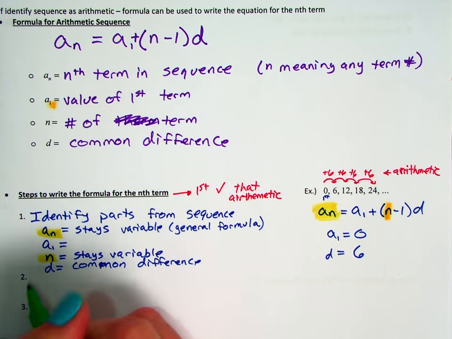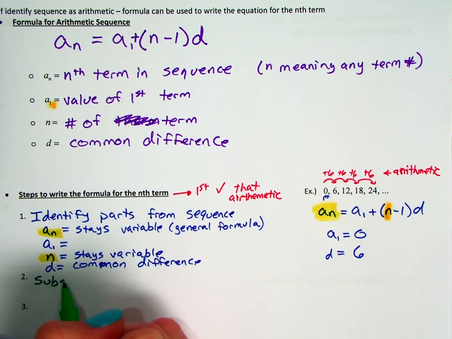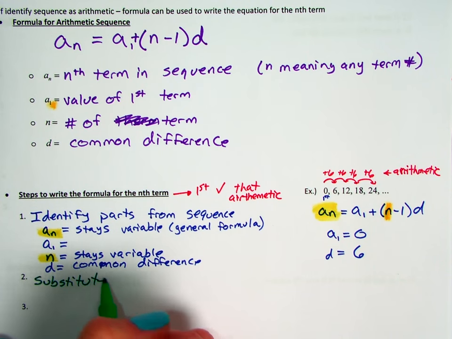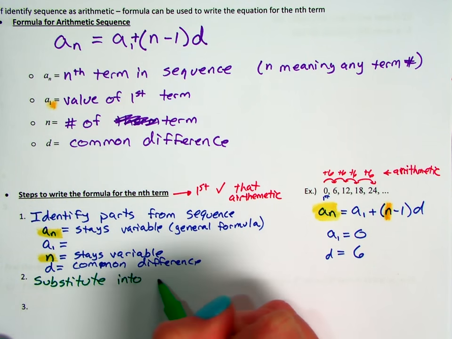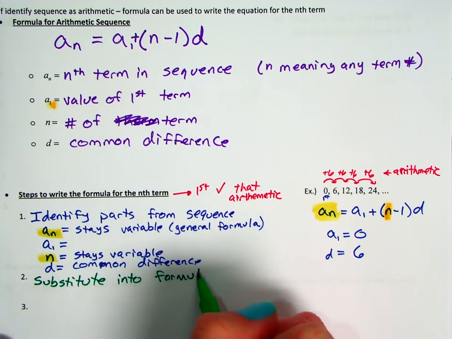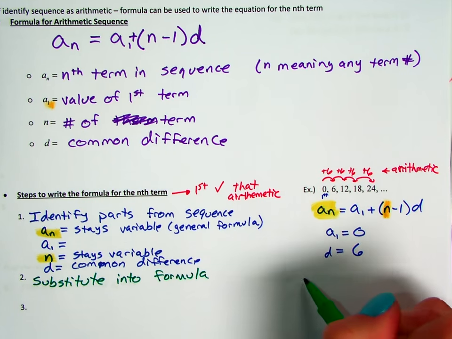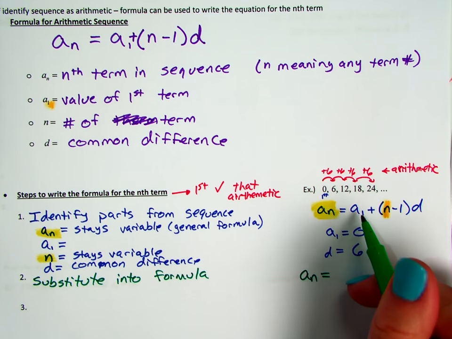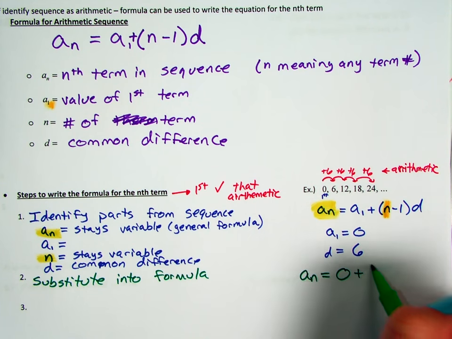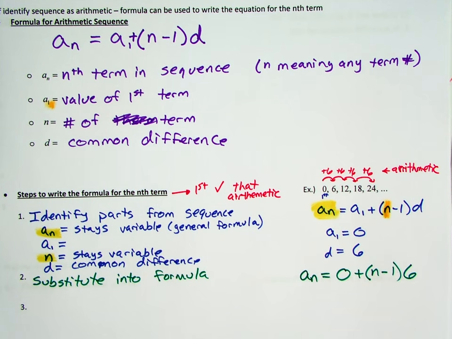Now that I have the pieces, and I've identified those pieces, realizing that a sub n and n are going to stay variables, then we can do step 2, which is to substitute into the formula. So in this case, my a sub n stays a sub n equals a sub 1, I can substitute in a 0, plus parentheses, remember the n stays the same, and the 1 is just a number, and in place of the d, we put the 6.